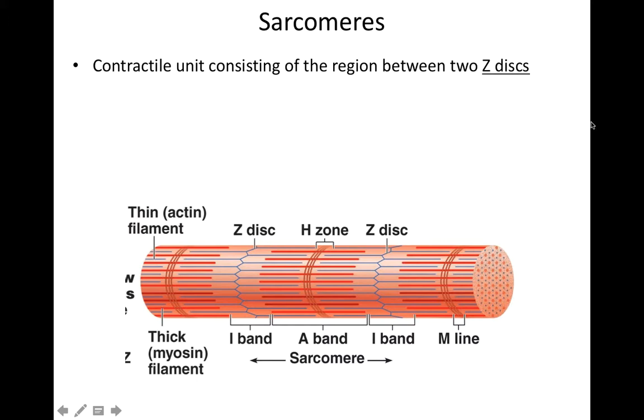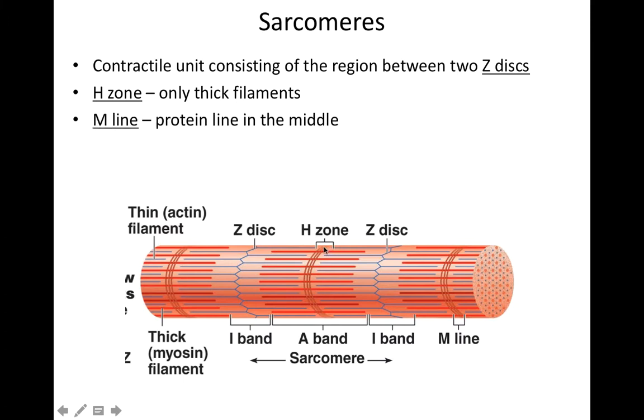We're going to divide the sarcomere up into regions based on whether there are thin, thick, or both types of filaments present. The H zone is where you find only thick. So running right through here, you can see there's only red filaments. The M line is this line of proteins running right down the middle of the H zone. What that's doing is cross-linking all of the thick filaments together.